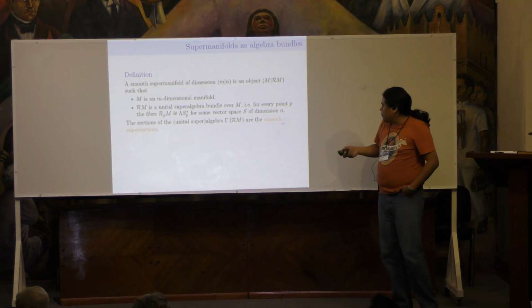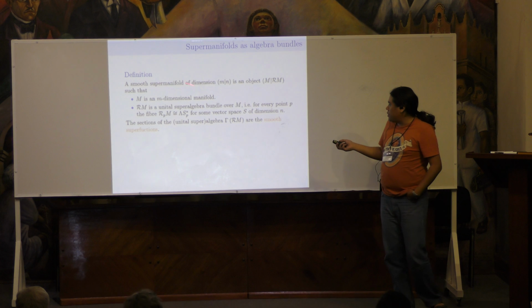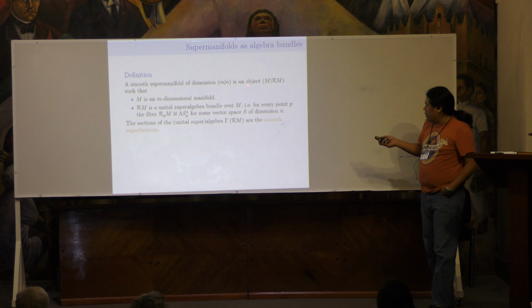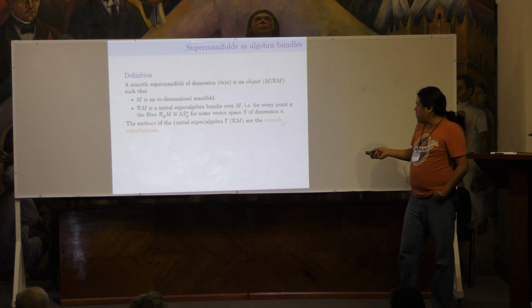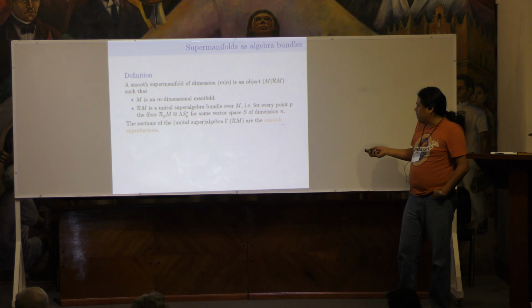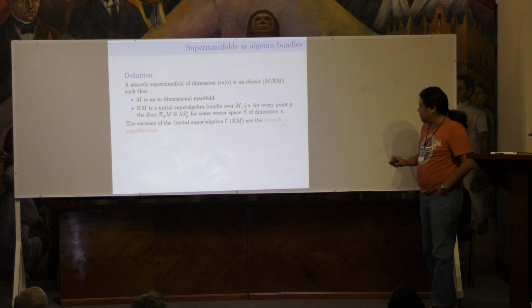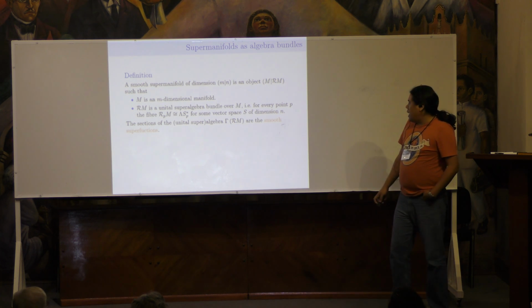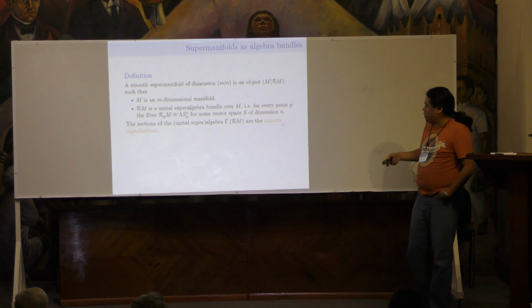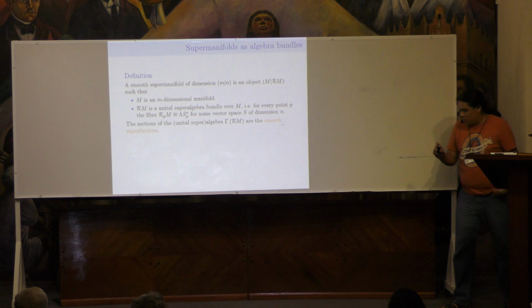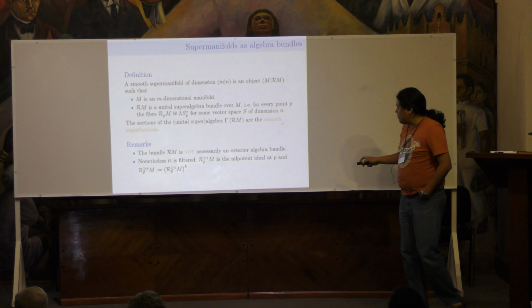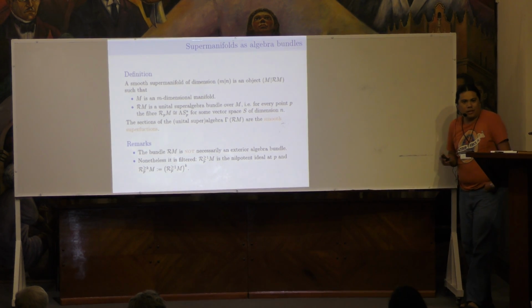M is a usual classical m-dimensional manifold, and Rm is a unital superalgebra bundle over that manifold, meaning that every fiber is isomorphic to the exterior algebra of a vector space of dimension n. The p there is a slip, a typo. It doesn't depend on the point p. The sections of this bundle we call the smooth superfunctions. One of the things is that the bundle Rm is not necessarily an exterior algebra bundle. That's the first thing.